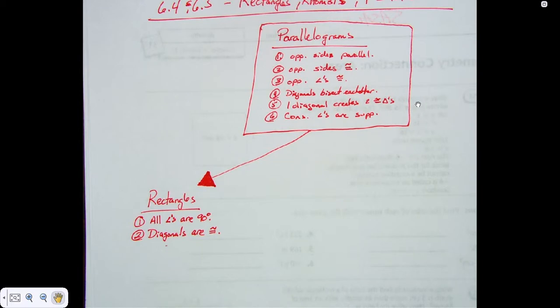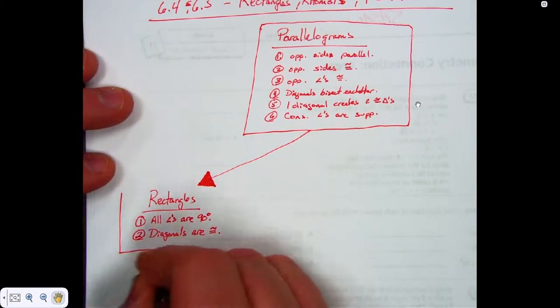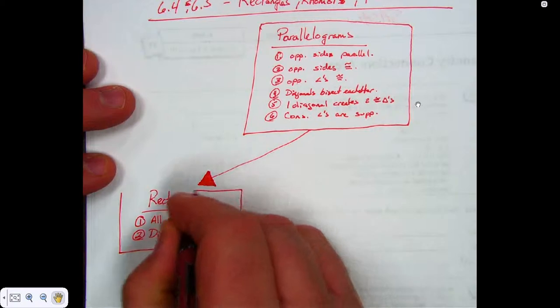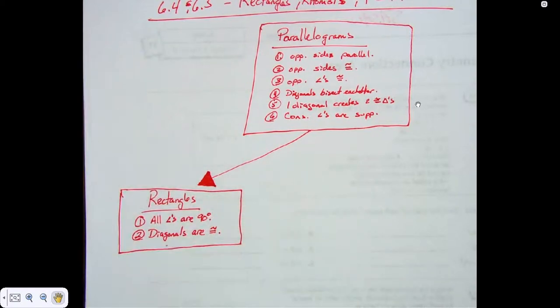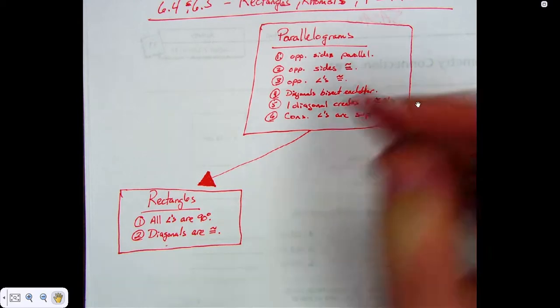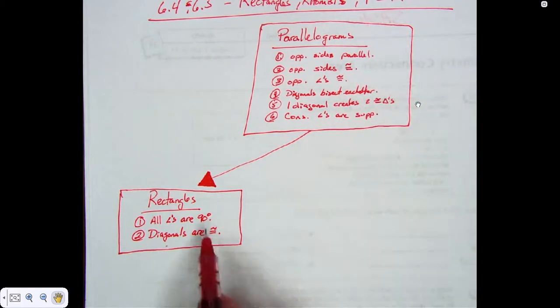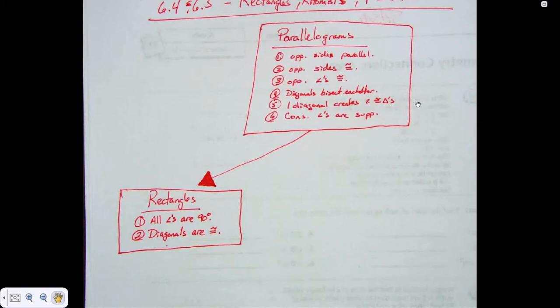So the diagonals are congruent. Guess what? That's what makes a rectangle. So how many things are true about a rectangle? Can anybody tell me? 8. Very good. Why 8? Because it's all 6 of these and these two.